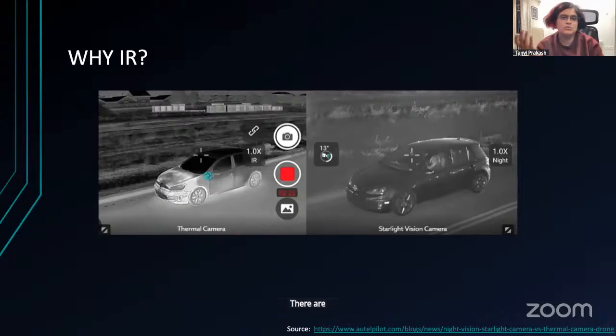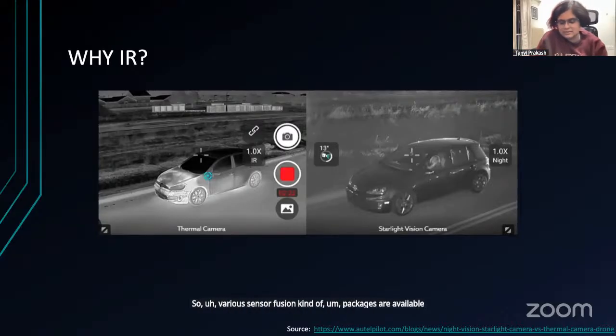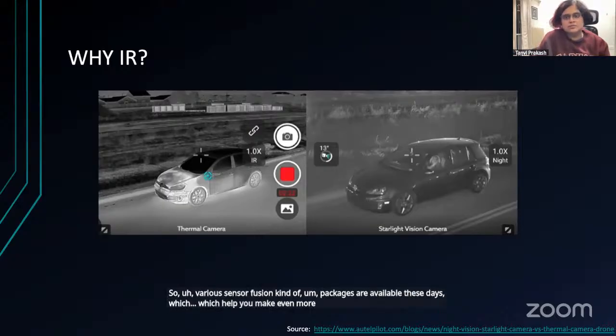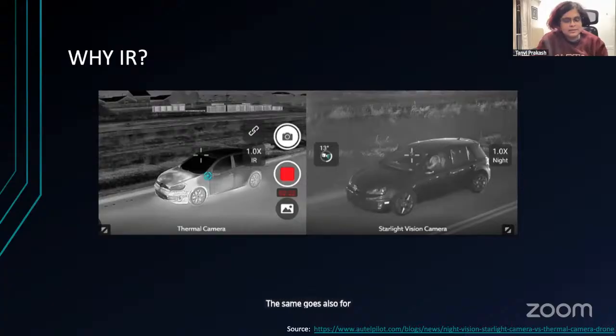There are ways to fuse the data from a daylight camera and an infrared camera. So various sensor fusion kind of packages are available these days, which help you make even more sense of the data from UAVs. The same goes also for multispectral cameras.